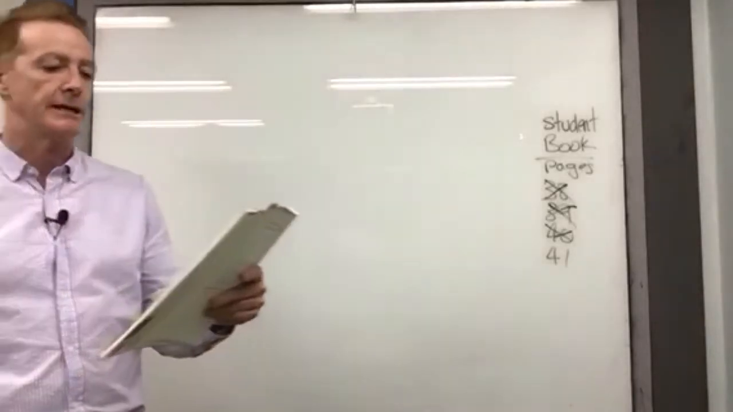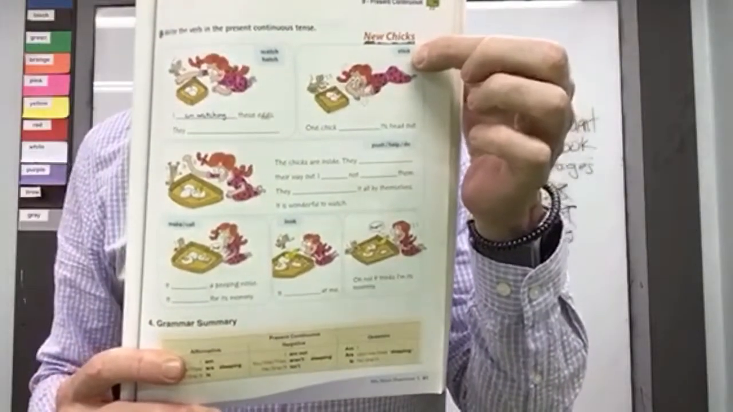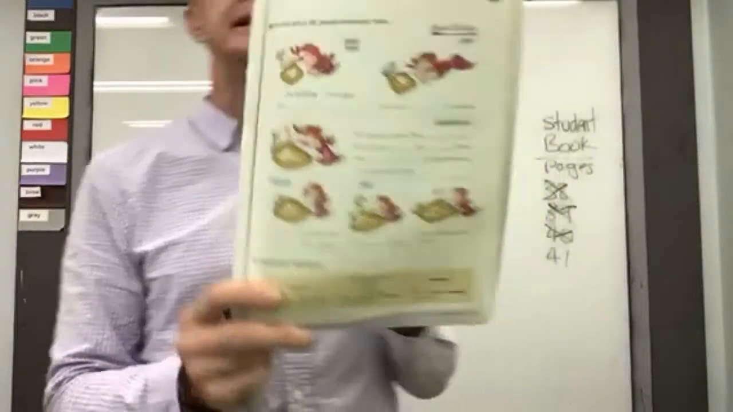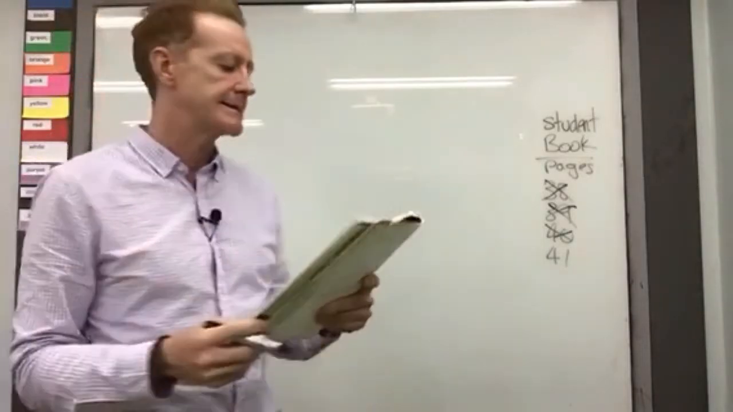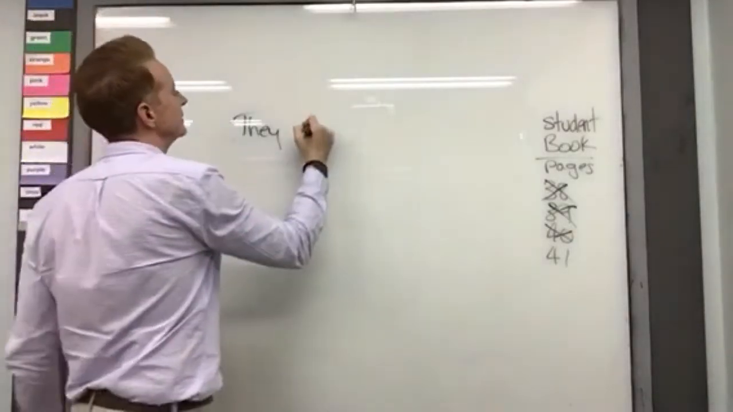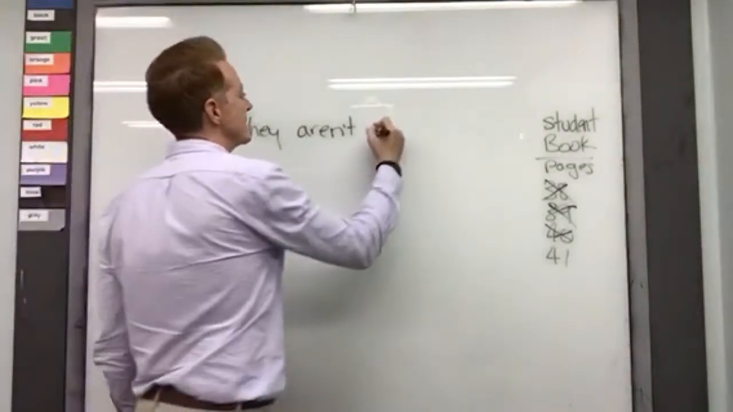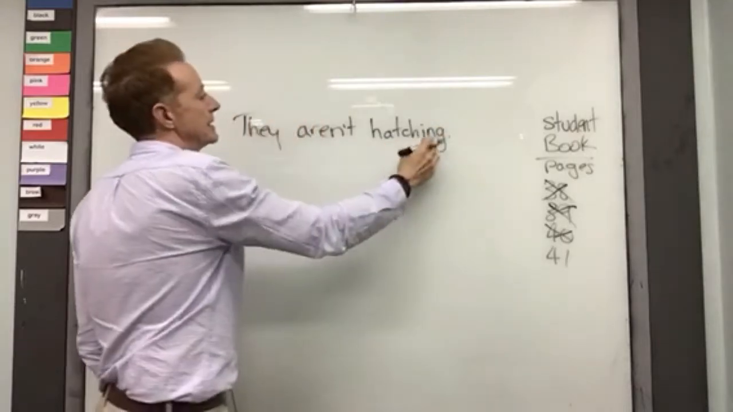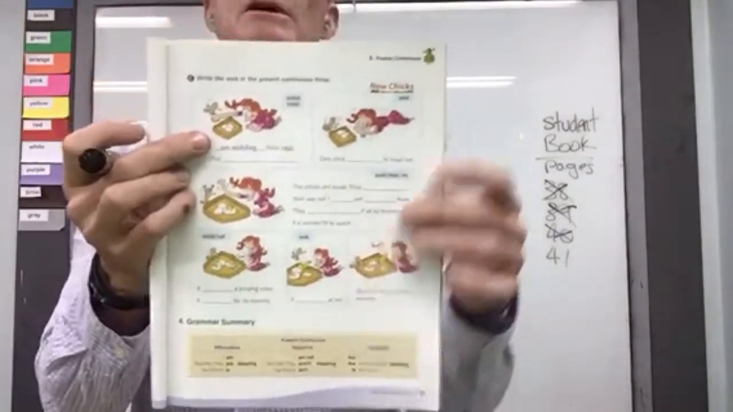Right, let's do page 41. Okay, now we have some pictures here. We need to find the correct form of the words in the box. So number one is partly done. I am watching these eggs. They aren't hatching. Hatching means when the little chicken comes out of the egg. So hatch plus ing, they aren't hatching. All right, next one.